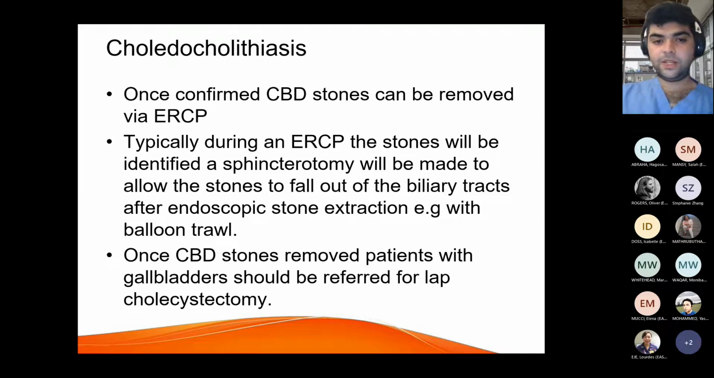stones are. Once we've identified where the stones are, we typically do a sphincterotomy, which is kind of like an incision at the level of the ampulla. We can then get stones out using the opening we've created, and in patients who have an intact gallbladder, once we've done this, we typically will refer them to the surgeons as an outpatient for a cholecystectomy.